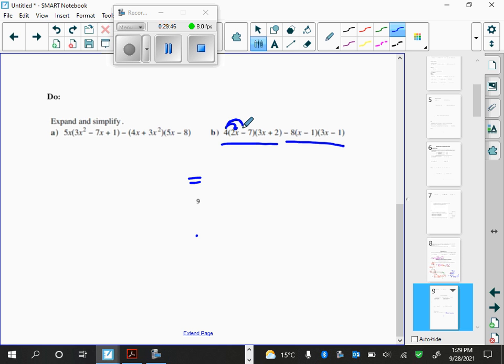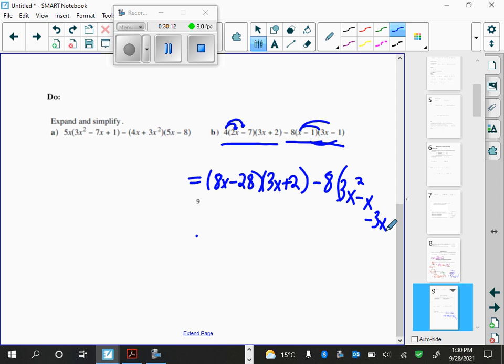Let me go distribute into the first bracket and just the first bracket. Subtract 8, bracket. And now we're going to FOIL this guy. So 3x squared, I'll start more left. Subtract x, subtract 3x. And negative 1 times negative 1 is plus 1. Okay? Write that down, everyone.